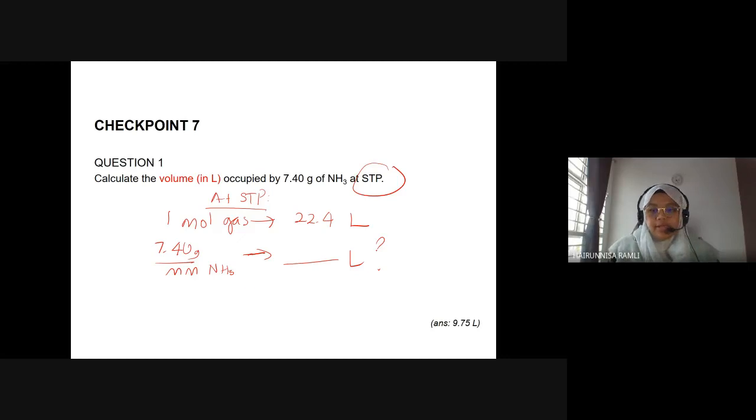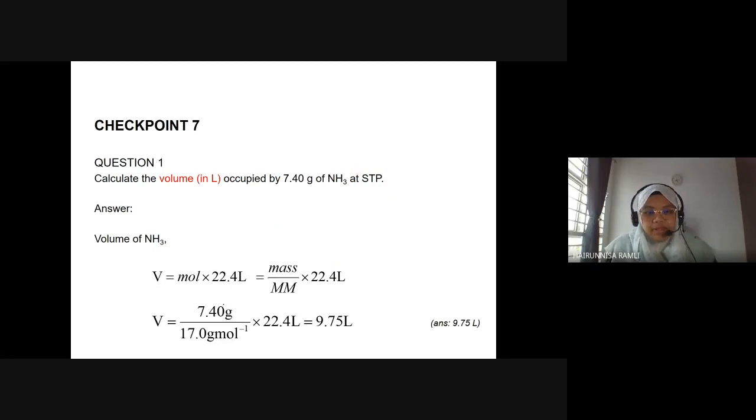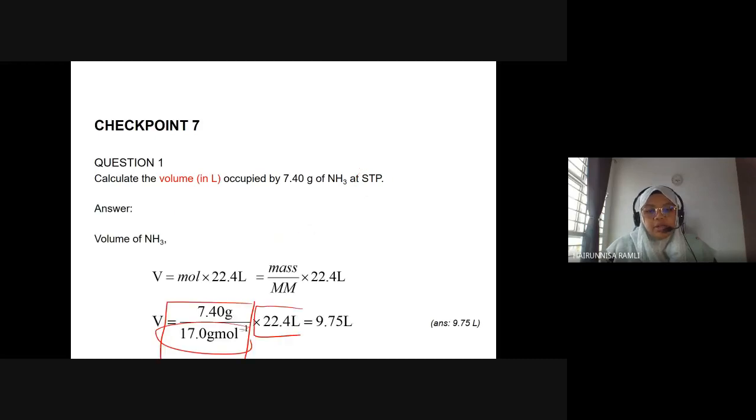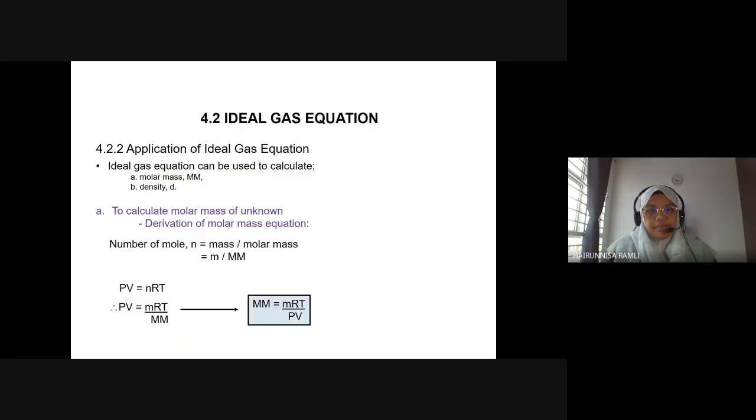Okay, so saya rasa dia maybe lebih simple lah. Dapatkan, just dapatkan molar mass of ammonia. 7.4 divided by 17. So, you dapat mole of ammonia. So, kita tahu relationship dia tadi. 1 mole is 22.4. So, kalau mole ni, you darab je lah dengan 22.4 eh. So, you dapat the volume. Okay, saya ni senang je lah, straightforward eh.